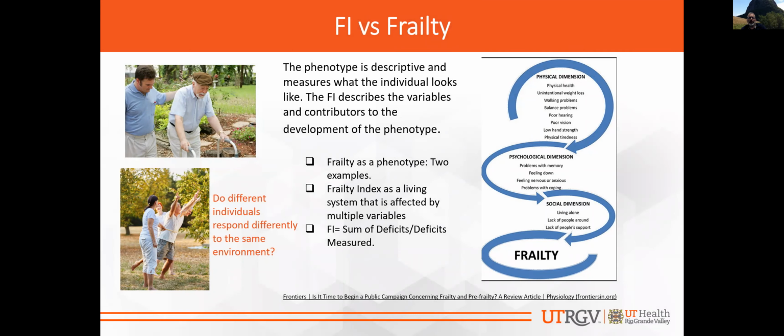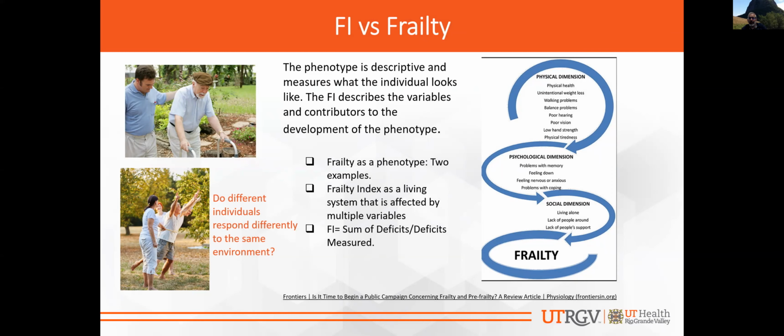So what is frailty and what is a Frailty Index? The phenotype is descriptive and measures what the individual looks like. That's frailty. The Frailty Index describes the variables and contributions to the development of the phenotype. If you look on the left, there are two gentlemen. One looks frail, is using a walker, and the other one, same age, doesn't look as frail. It looks like maybe his VO2 max is better, his strength is better. So that's the phenotype. The Frailty Index has a living system that is affected by multiple variables.